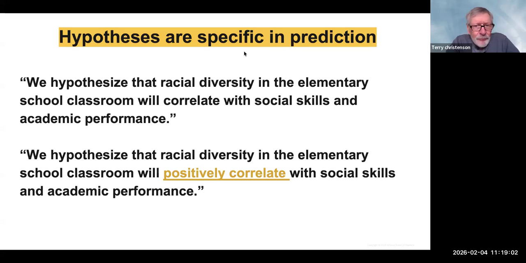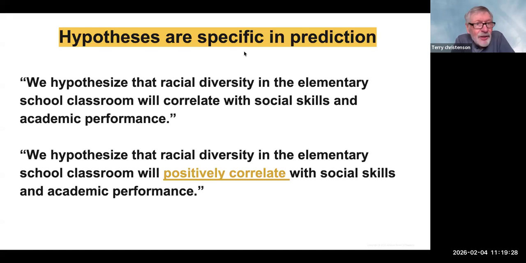We hypothesize that racial diversity in the elementary school classroom will correlate with social skills and academic performance. I was just editing a paper last night, and it's filled with statements like this. "Will correlate with." What does that mean? Every correlation has to be labeled as positive or negative. We default to positive correlations, but not all correlations are positive. Some of them are negative.